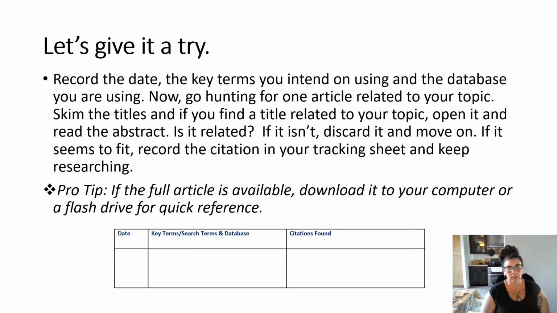Skim the titles, and if you find a title related to your topic, open it, read the abstract. As soon as you read the abstract, which is a little tiny summary at the very top, usually italicized and centered, you will know if it's related to your topic or not. If it isn't, discard it and move on. If it does seem to fit, record the citation in your tracker sheet, add it to your file. In my case, I would add it to my flash drive file.